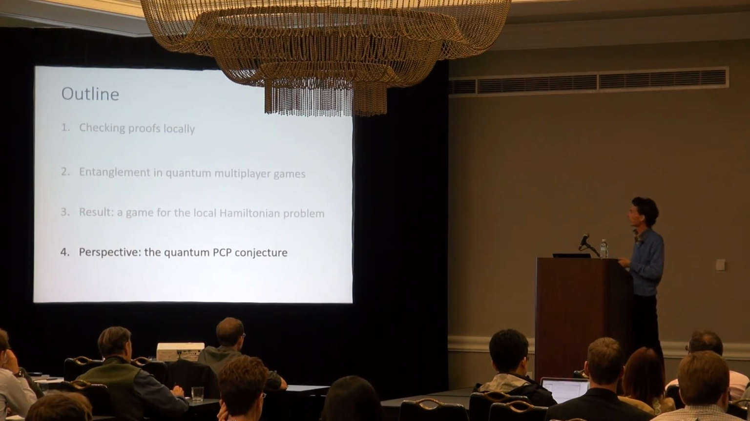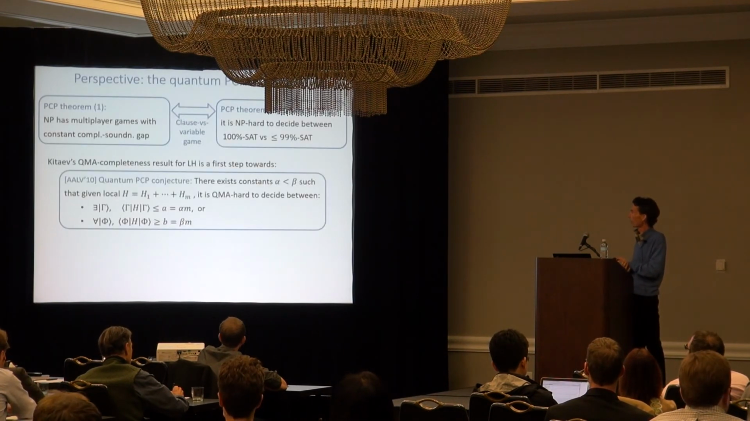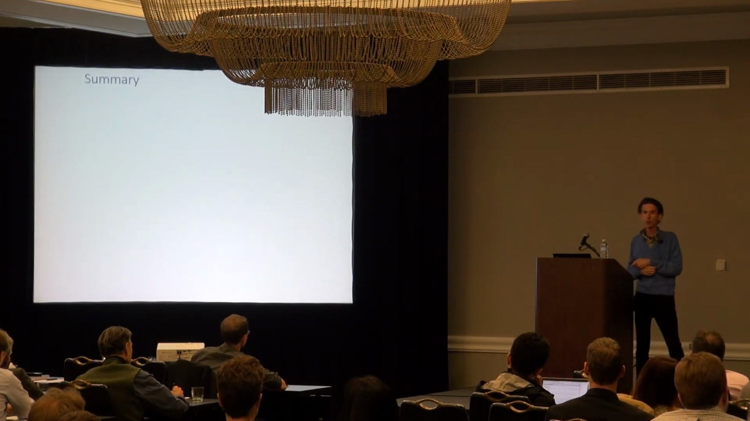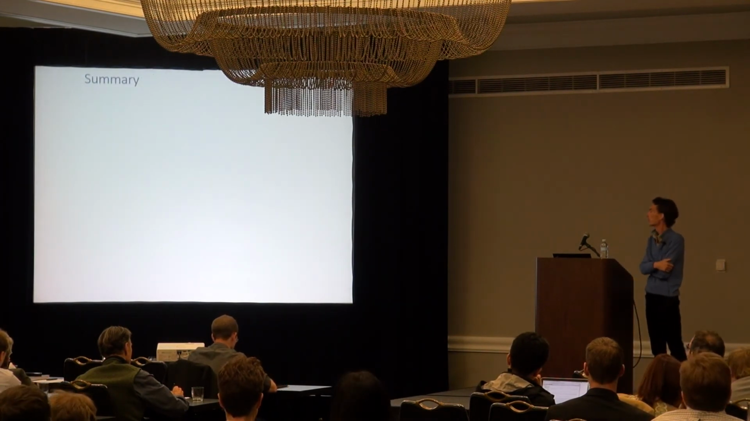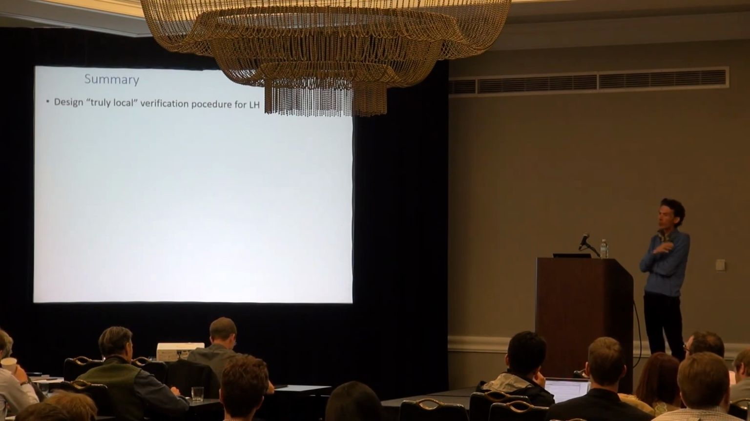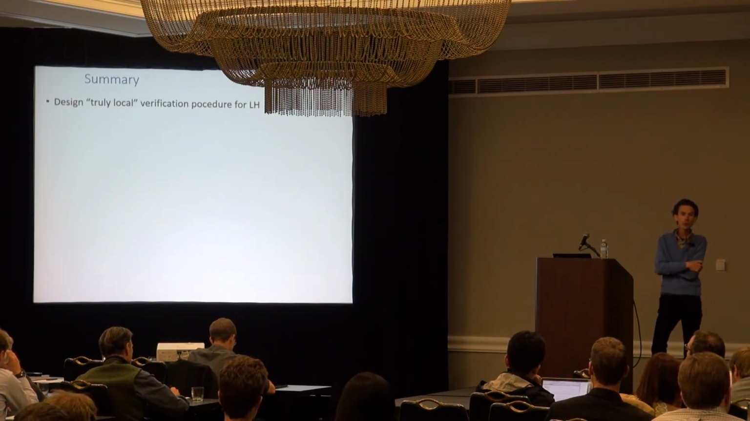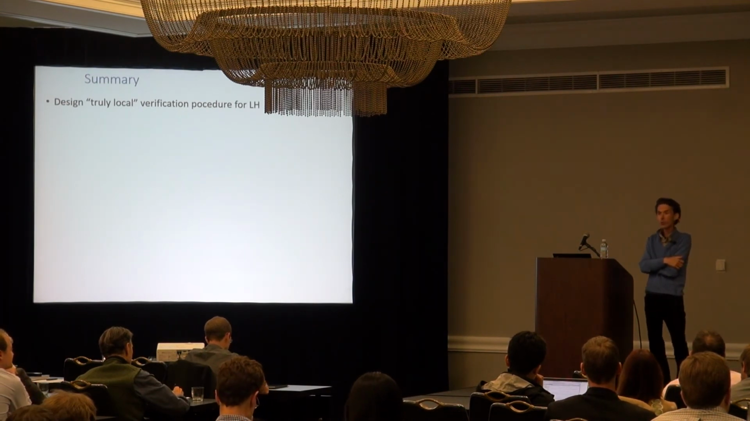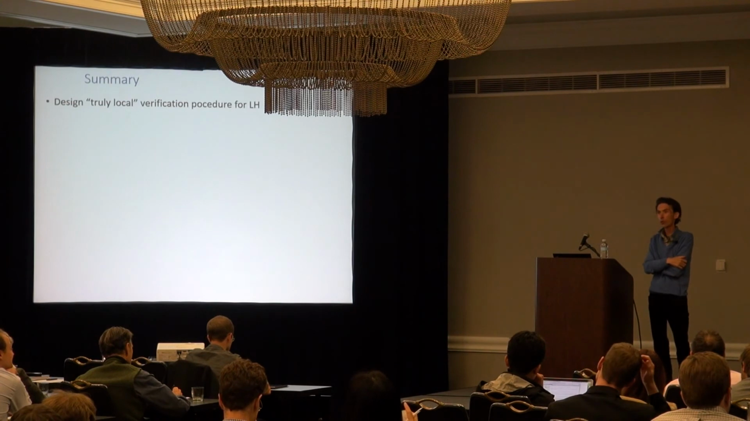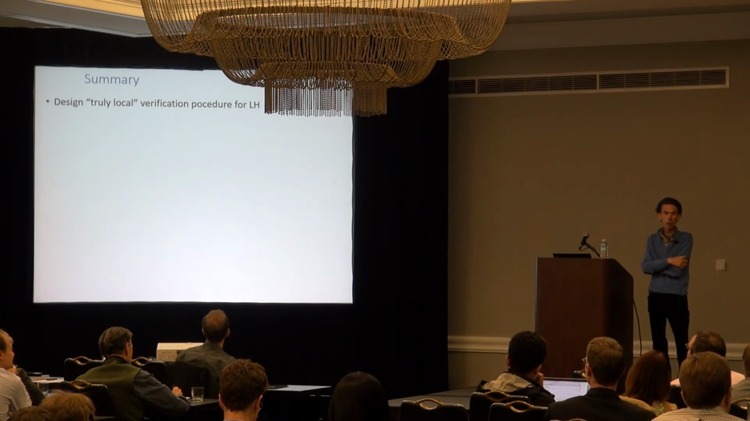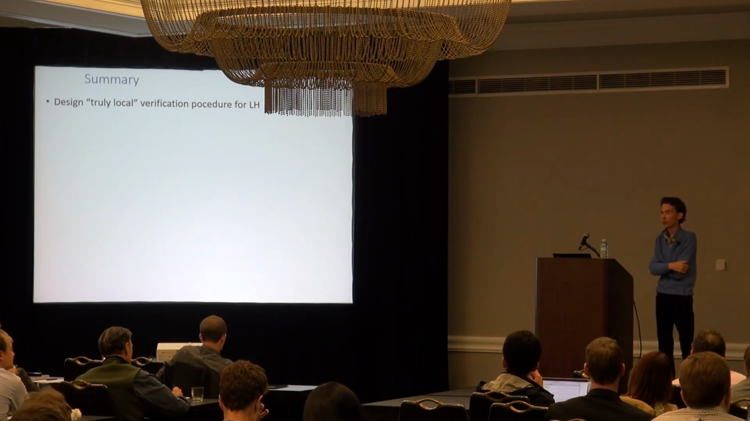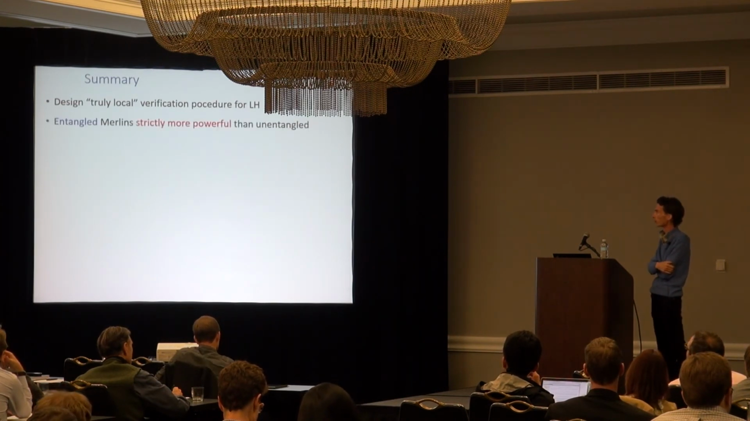I had a slide relating this to the quantum PCP conjecture, but I'm going to skip it because I'm out of time. We can talk about this later. It's actually pretty interesting, but I'll directly go to a summary and maybe a couple of questions. So just to summarize, the whole point of the talk was to argue that you could also give this truly local verification procedure for the local Hamiltonian problem, where truly local is according to the definition that I gave you, right? In my own definition, you can give other definitions of truly local.